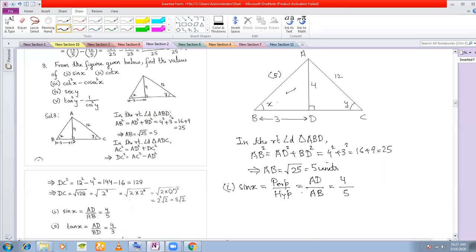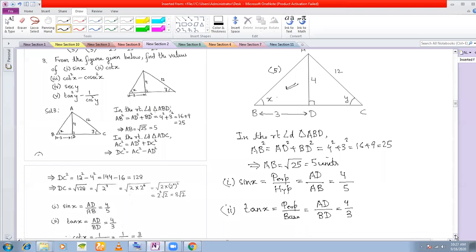The next ratio is cot x. In order to calculate cot x, we consider the same right angle triangle. But for cot x, you know that cot x is nothing but the reciprocal of tan. So let us first calculate tan. Tan x is perpendicular by base. Perpendicular here is AD and the base here is BD. So perpendicular 4 by base 3. So tan x we have got as 4 by 3.